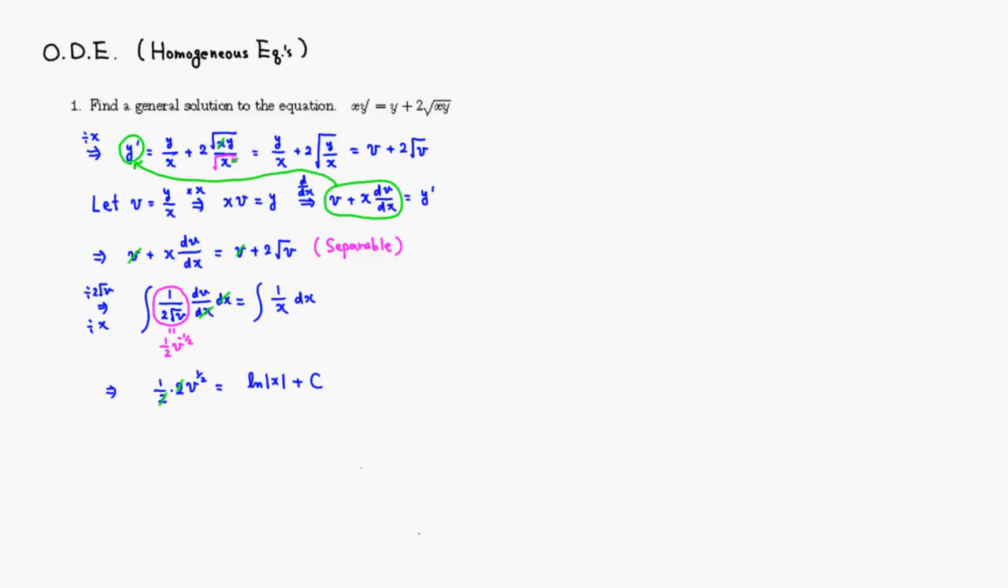We can find v from here by squaring both sides: v equals the quantity natural log of the absolute value of x plus c, squared. But remember, we're looking for y, the solution of the original differential equation. Since v is y over x, we multiply both sides by x: y equals x times the quantity natural log of the absolute value of x plus c, squared. This is the general solution of the original differential equation. That's it, I hope this was clear.